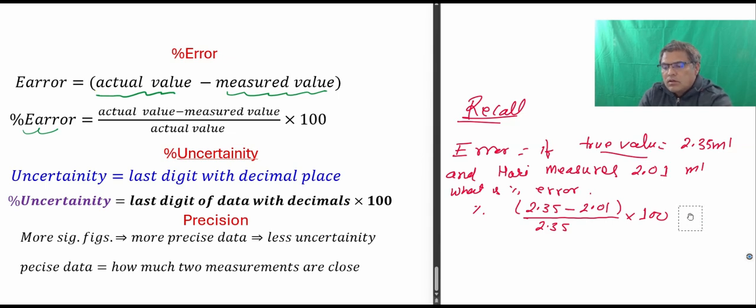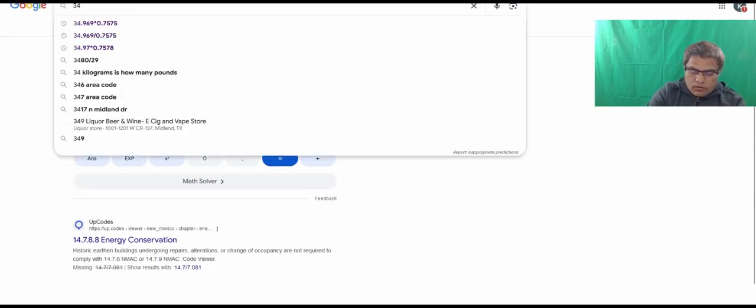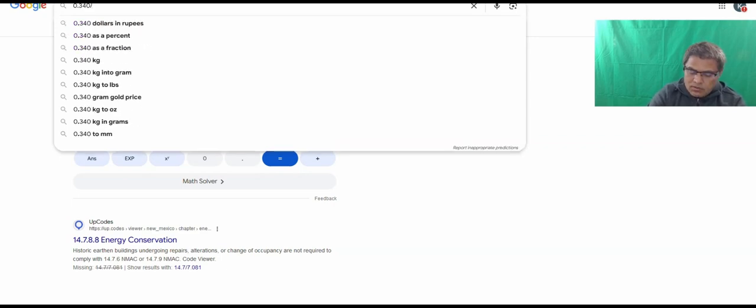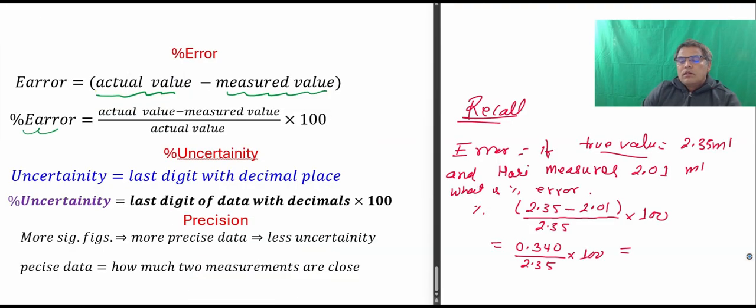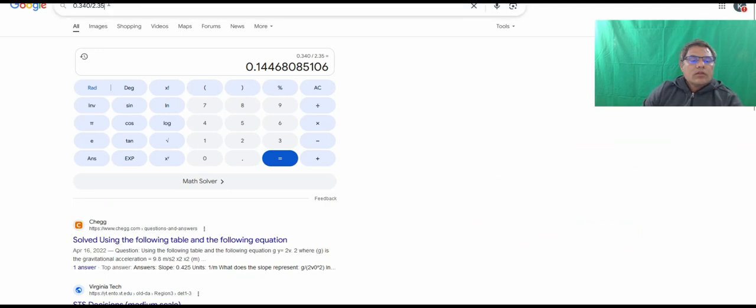So this is equal to 0.340 divided by 2.35, times 100. I have to write this percentage again with the smallest decimal, the smallest sig figs. 3 sig figs means it will be 0.340 by 2.35. Sorry, 2.35 times 100 also. Okay guys, let me times 100 also.